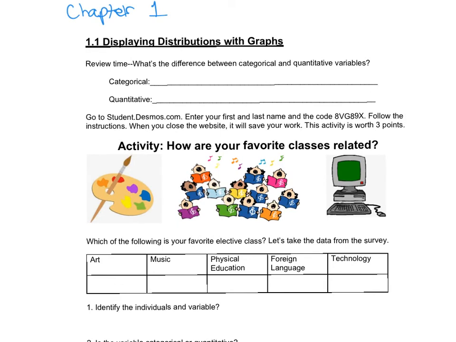And we need to talk about 2 different types of variables. So we have categorical variables, which sounds just like its name. They are categories. We call them by name, or we give them a label, okay?